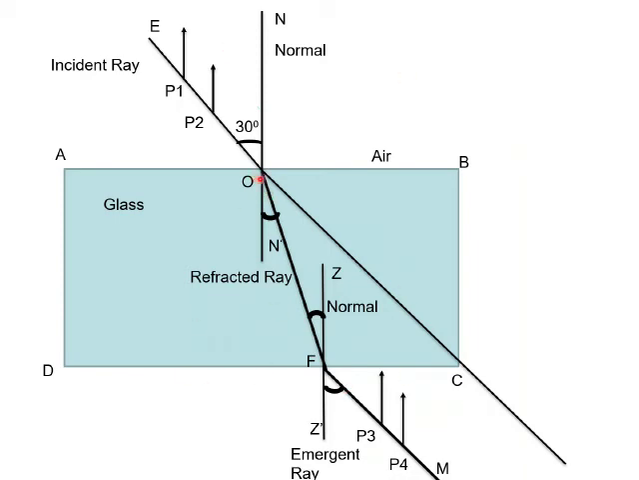Next, what we have done is that we have extended our incident ray backwards. So we have the incident ray. You have to use a scale. Place your scale on the ray EO and just extend it backwards in a straight line. So we have extended our incident ray backwards. After that, you have to join the two rays, the emergent ray and the incident ray which we have extended. You have to join this way.